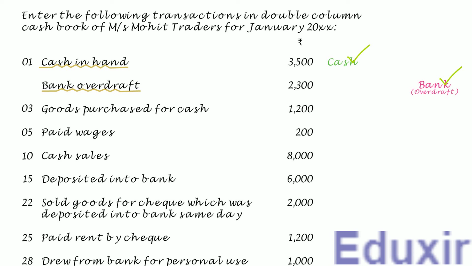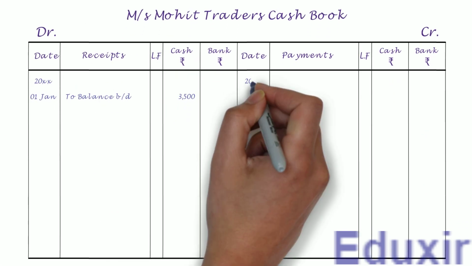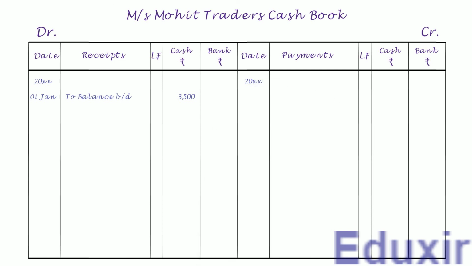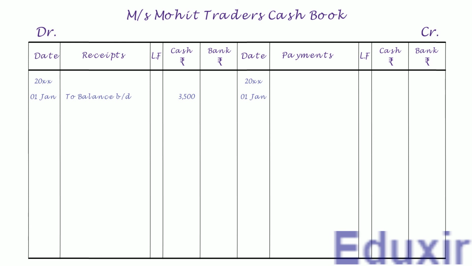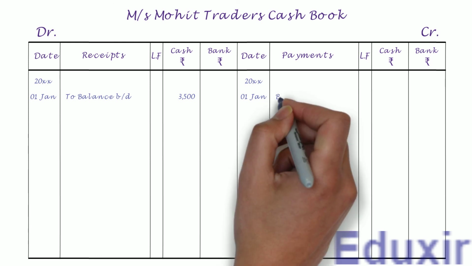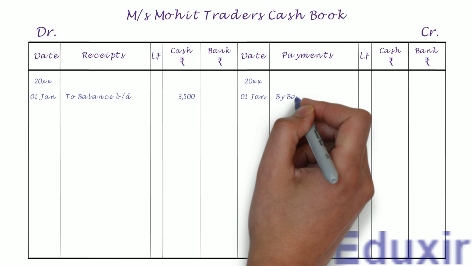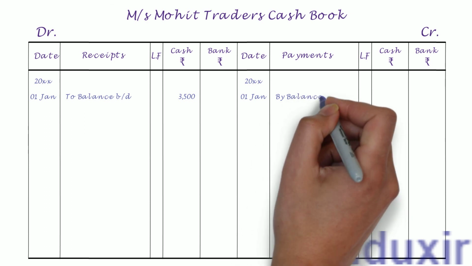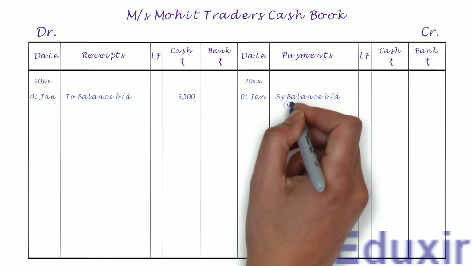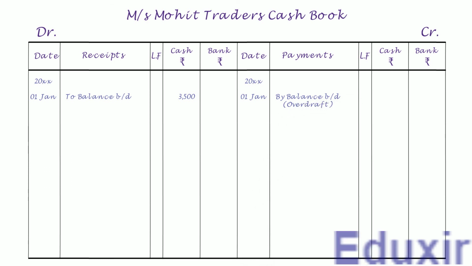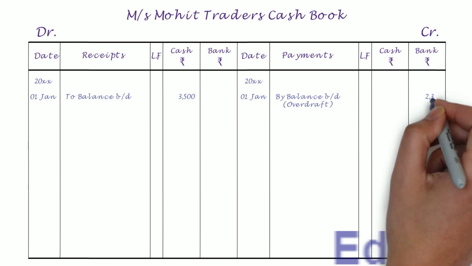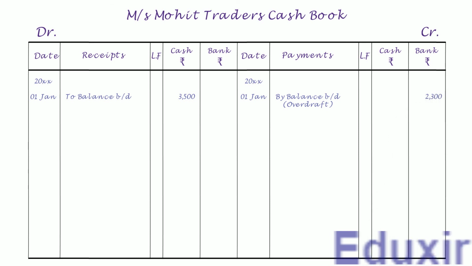With this analysis at our disposal, let us now proceed with the posting to the credit or payment side of the cash book. As this is the first entry on the credit side, let us first record the year in the date column. Let us then record the date. As you know, the entries in the payments column start with by. Let us then record the balance brought down in the payments column. Let us then record the credit amount of 2300 rupees in the bank amount column. With that, we have completed the posting of this transaction into the cash book.